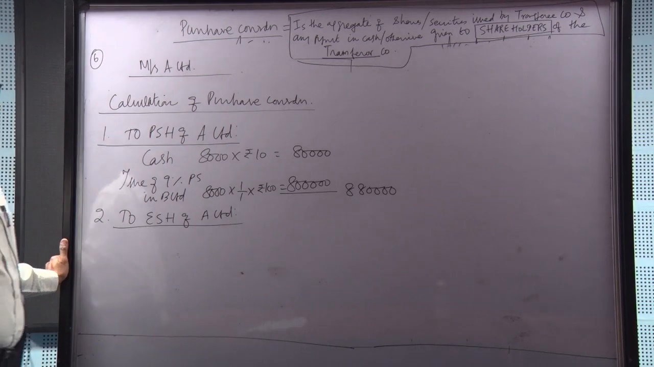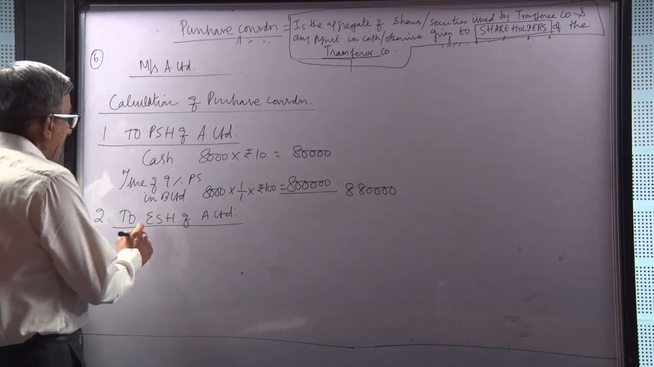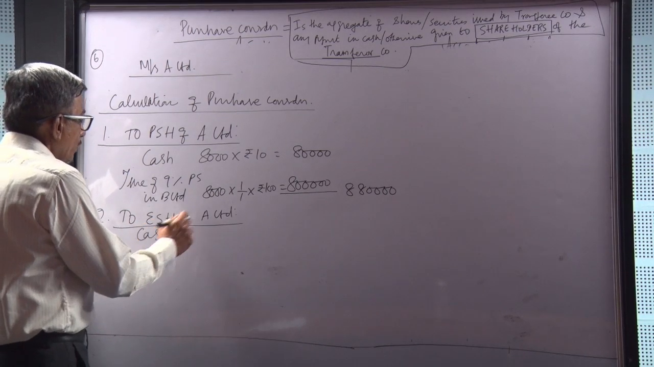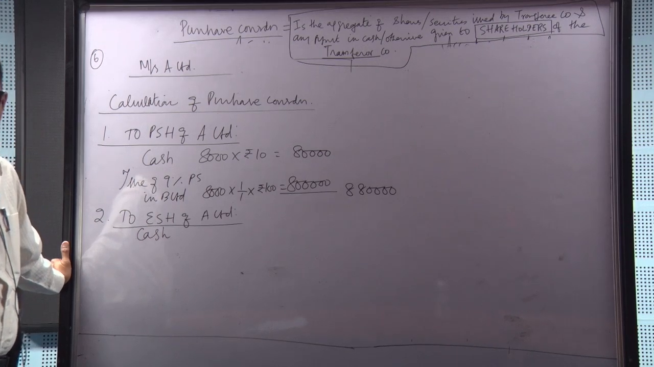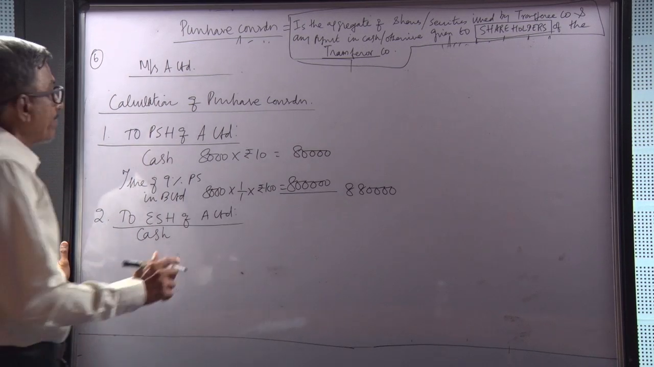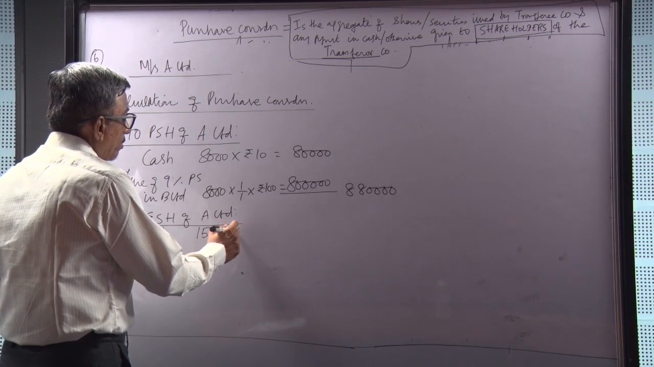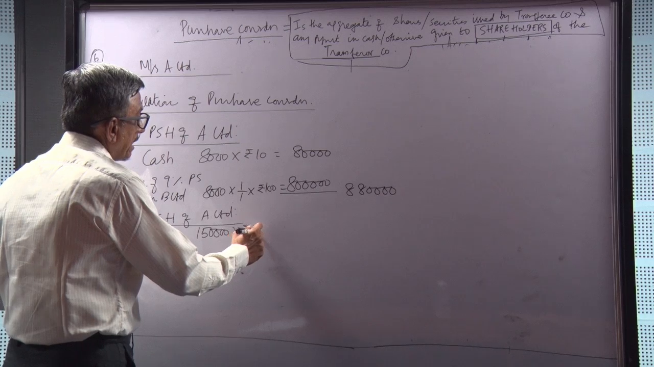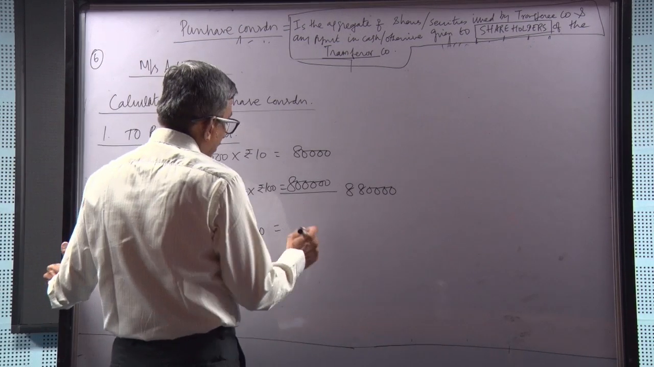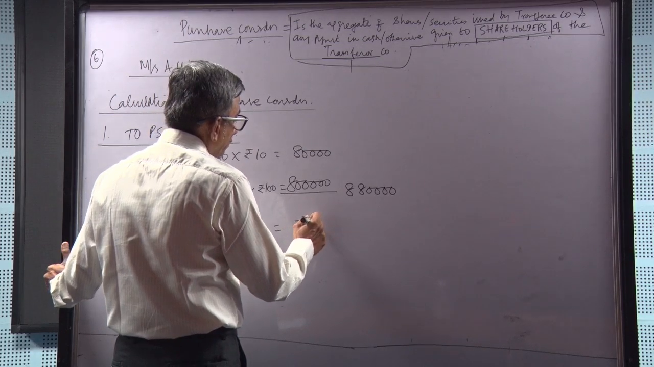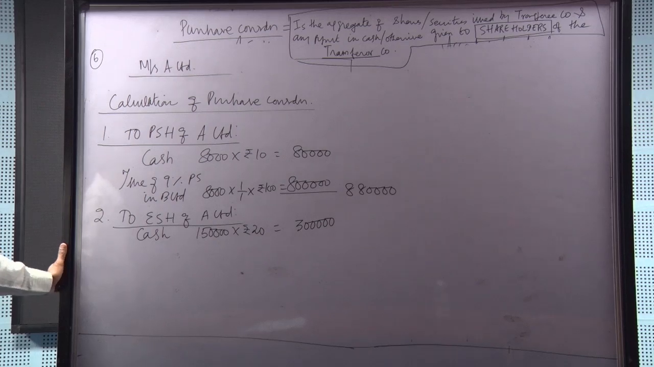The equity shareholders of A Limited will get rupees 20 in cash per share. So cash of 20 per share. How many shares are there in A Limited? 15,000 shares are there. So it is 15,000 into rupees 20. That is equal to how much? 3 lakhs. 15,000 into 20, 3 lakhs.